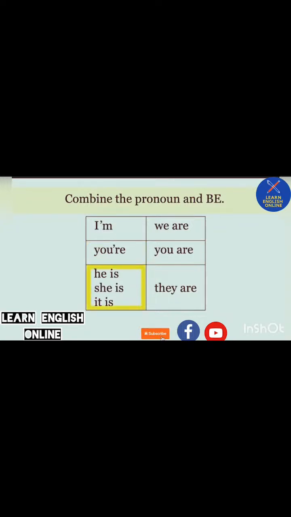He is, she is, it is follow the same pattern. So drop the I, move the S closer to make one word, and put in the apostrophe. She's, it's follow the same pattern as he's. We are changes to we're, you are changes to you're, and they are changes to they're.